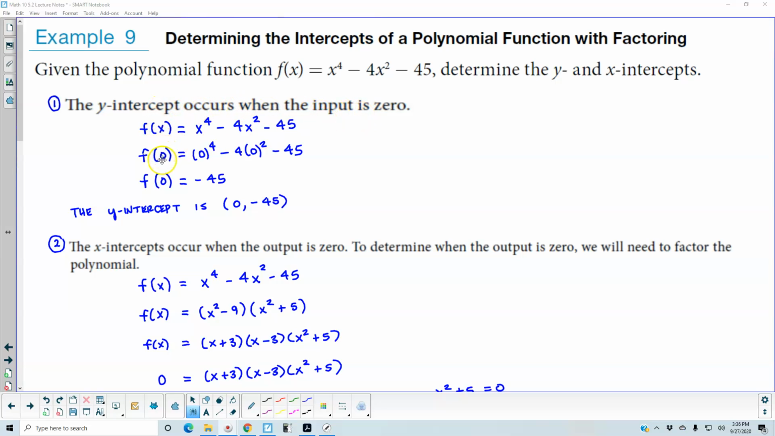So we're going to plug in 0 for x. We're going to get f of 0, which is equal to 0 to the fourth power, minus 4 times 0 squared, minus 45. So the first two operations are going to give us 0, and what we're left with is negative 45. So the y-intercept is going to be 0 for the input, negative 45 for the output.